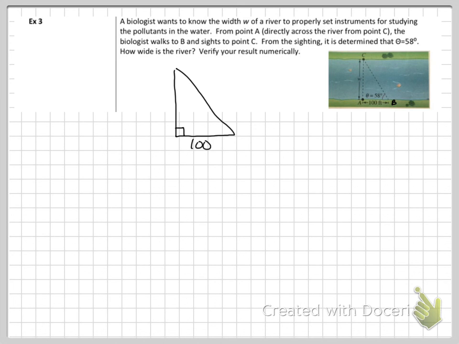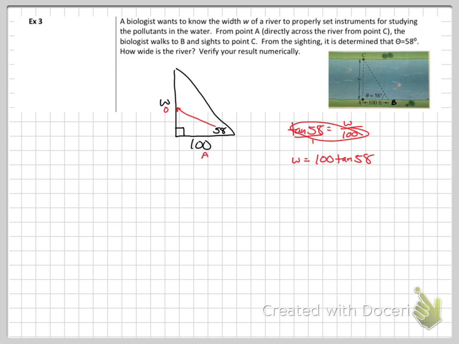So we know this is 100. We know theta is 58. And we want to know W, how wide the river is. So this is just a regular Sohcahtoa problem. We have, either as a number or a variable, opposite, or we're looking for opposite, and we have adjacent. Which trig function is opposite and adjacent? OA, tangent of 58 is equal to O over A. You put it over 1 and cross multiply. W is going to equal 100 tan 58.